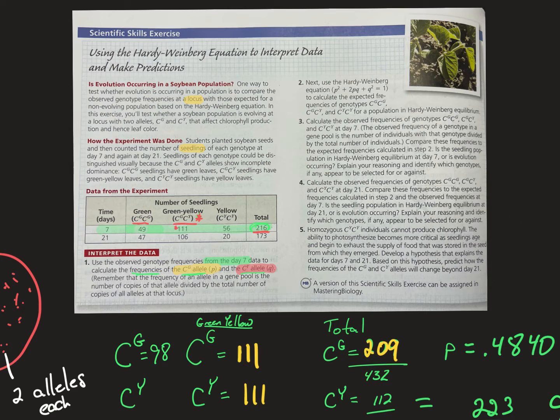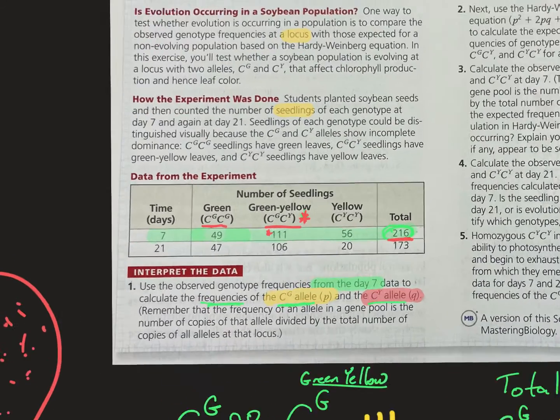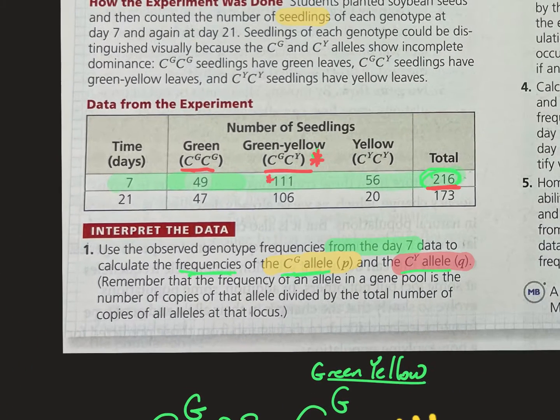All right. So here are the observed numbers. These are what we see. When they did the cross, when they grew them, after 7 days, they had 49 greens, 111 green-yellows, and 56 yellows, totaling 216. These are individual plants.